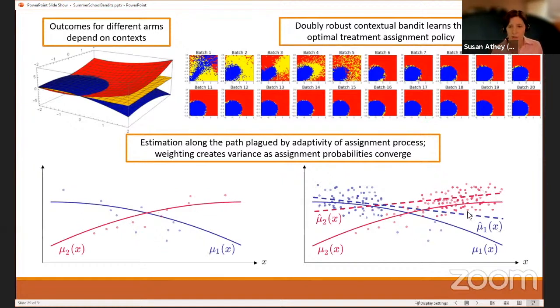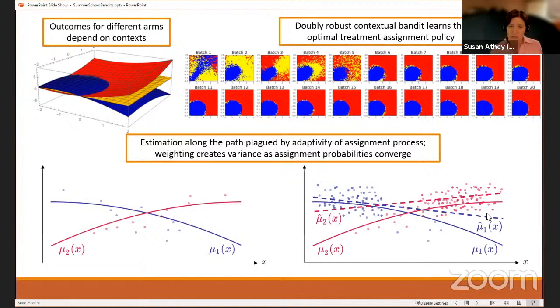So if you look at the right picture here, now I'm going to start collecting a lot of data for the red arm with the high X's, and a lot of data for the blue arm with the low X's. You can see the slope of the outcome model is flatter for the red arm when the X's are high, and flatter for the blue arm when the X's are low. So if you just fit a model through there, you're going to have a biased estimate of the outcome models. And that can lead you to make mistakes in your allocation later.